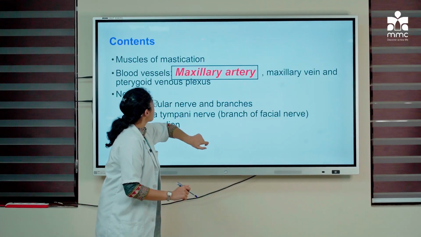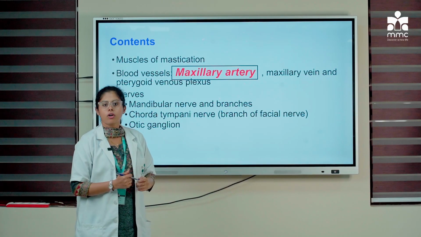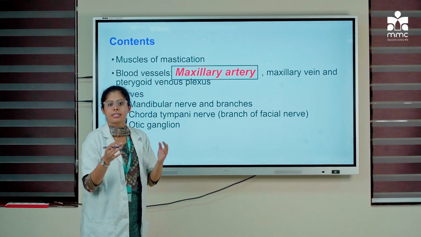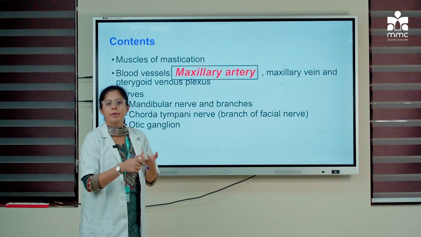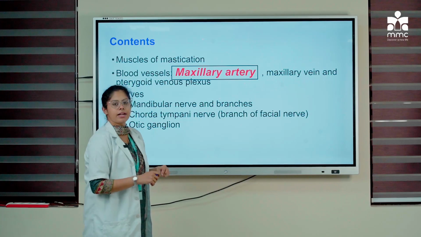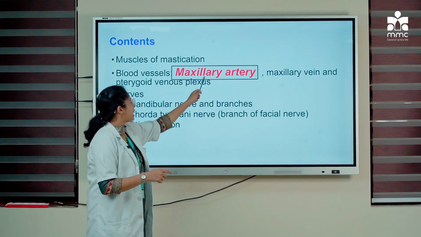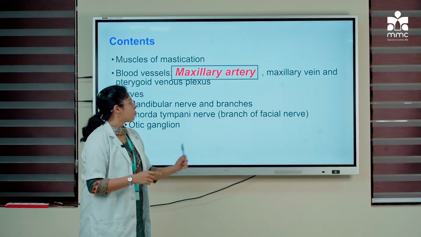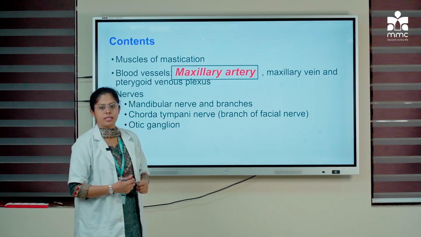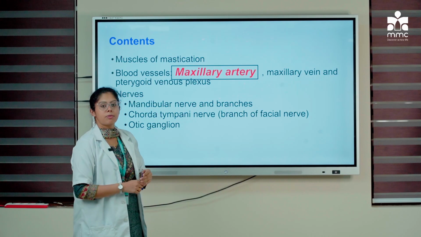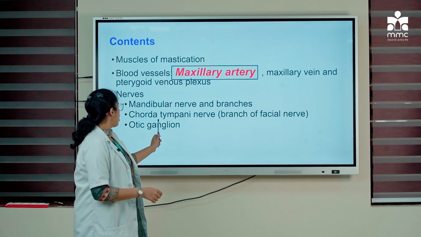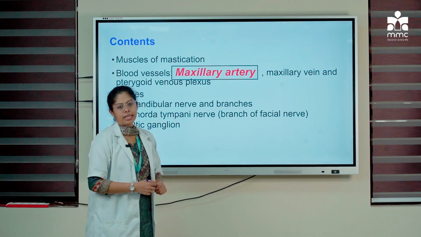Now, in the infratemporal fossa, lots of contents are present, which include the muscles of mastication, that is the masseter, temporalis, medial pterygoid, lateral pterygoid. Let's not go into detail about that. Coming to the blood vessel, which is the main topic today, we have the maxillary artery. Along with that, you also have the maxillary vein and pterygoid venous plexus. It is also accompanied by some of the major nerves of this region, that is the mandibular nerve, its branches, chorda tympani nerve and otic ganglion.